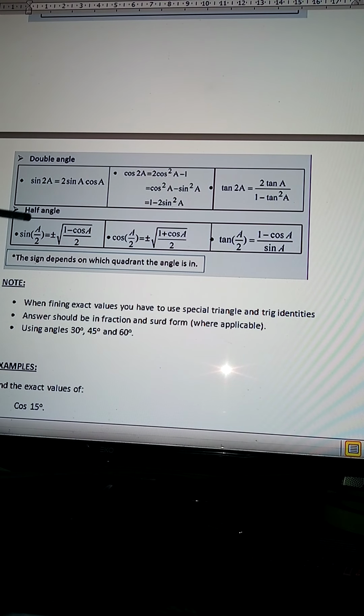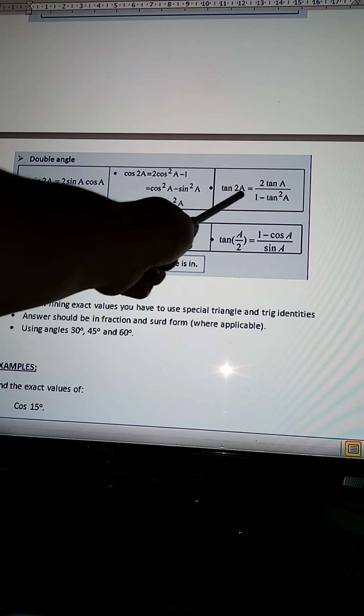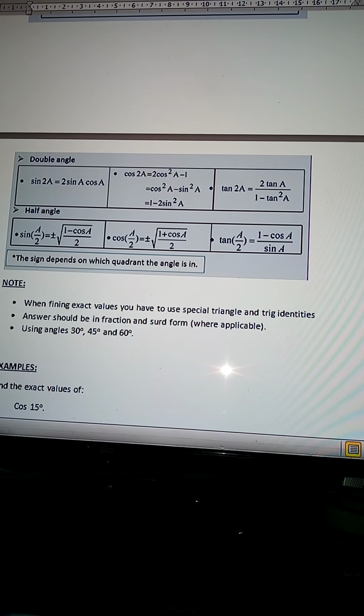Okay, so if you go down, we have the double angle formula. For the double angle formula, you see a 2 in front of A or theta, or x. That's double angle. Half angle is when the angle is divided by 2. 30 divided by 2, 60 divided by 2, 70 divided by 2. The angle is divided by 2. That's half angle. Okay, so the notes are stated there.